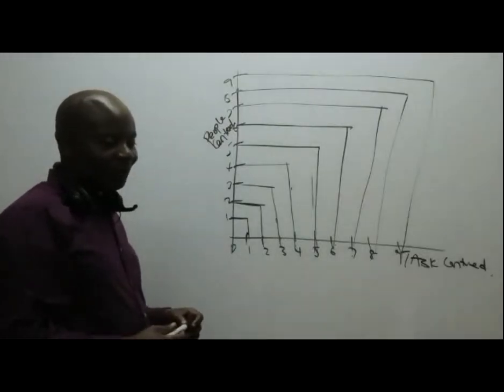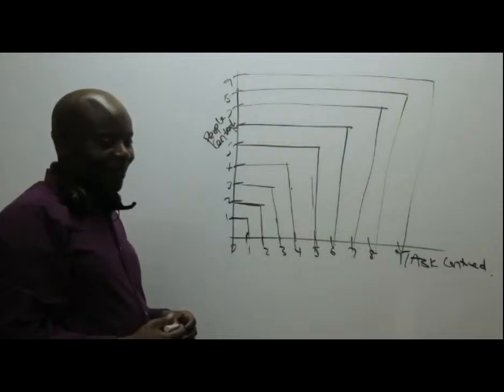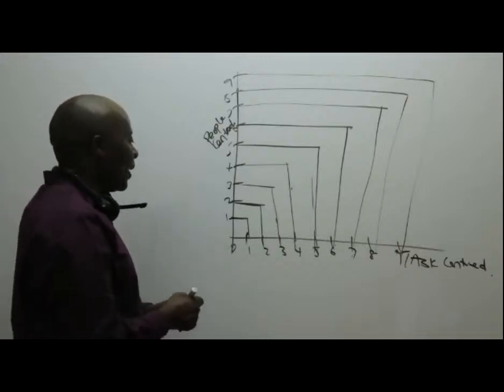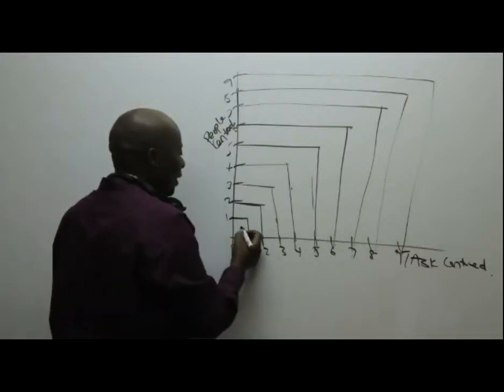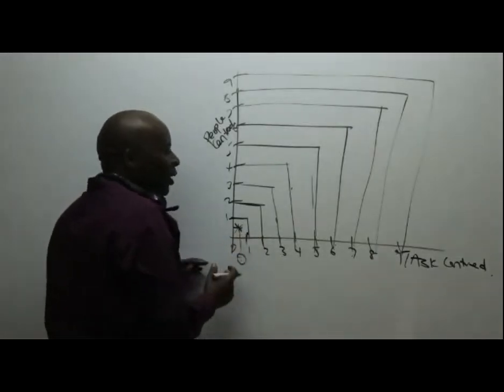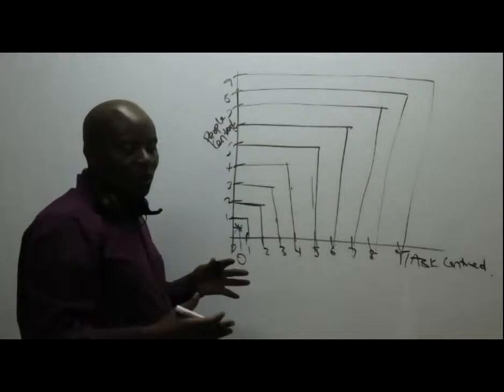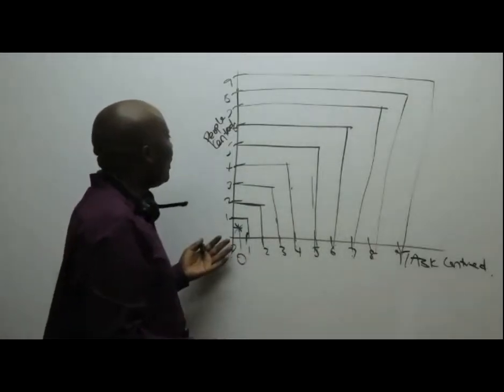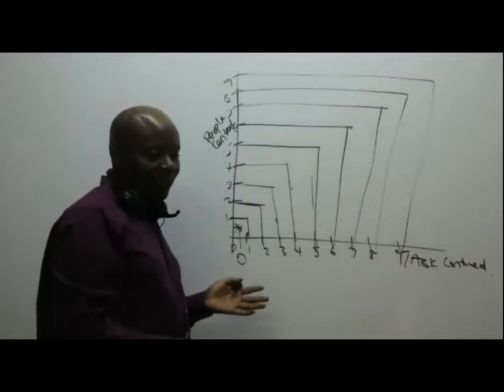Boxes. Out of these boxes, we have 5 types of managers. So we have the manager who is basically here. Almost 0. 0 in terms of tasks. He doesn't even know what is expected of him as a leader. And then 0 in terms of being people-centered.